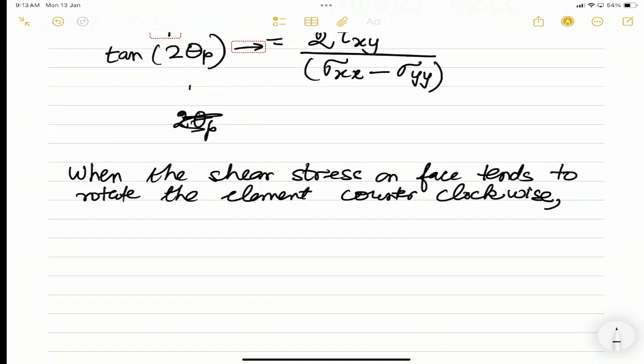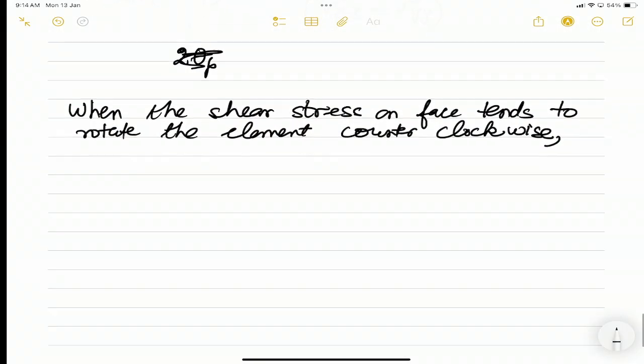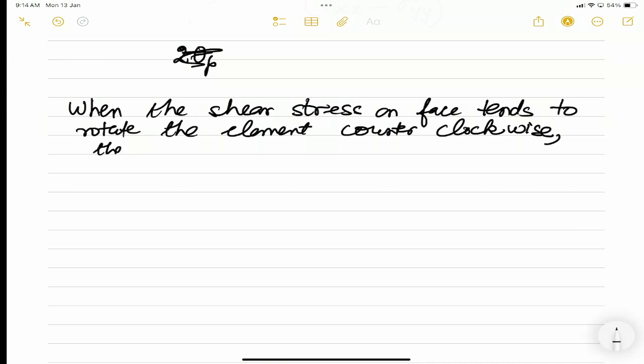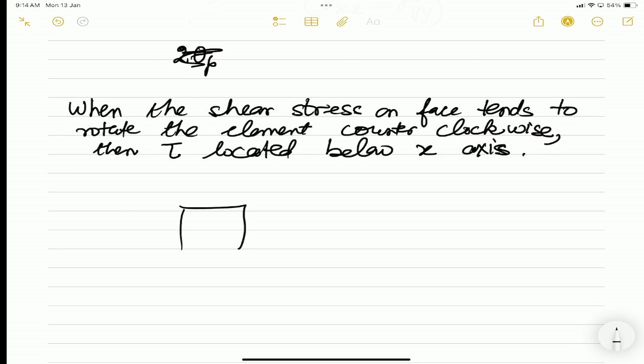Now what I was trying to tell you is when to go up, when to go down. When the shear stress on the face tends to rotate the element counterclockwise, so if you look at the X face or the Y face, when it tends to rotate counterclockwise, then we go, when I have a tau yx like this. Now on this face, this tau yx and sigma xx.